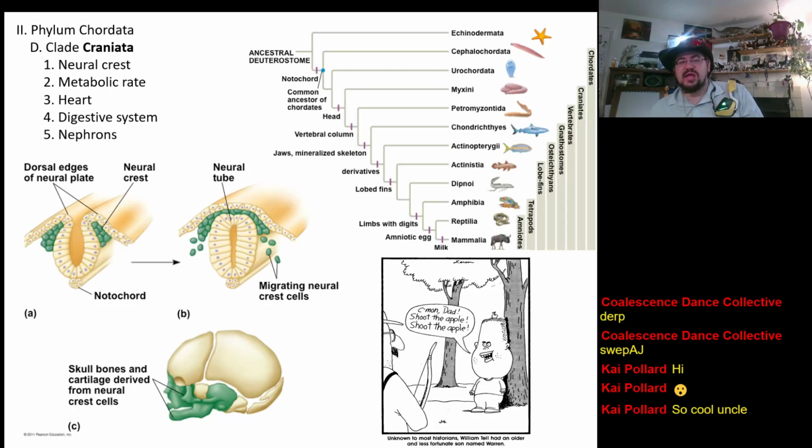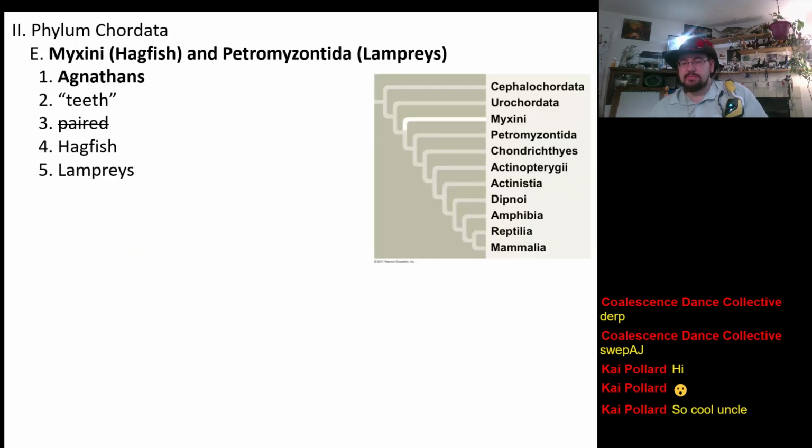Okay, next we have Clade craniata. So, this is not a Linnaean classification. This is a clade. And craniata, craniates, are chordates that have a head with a brain. This is our big thing.